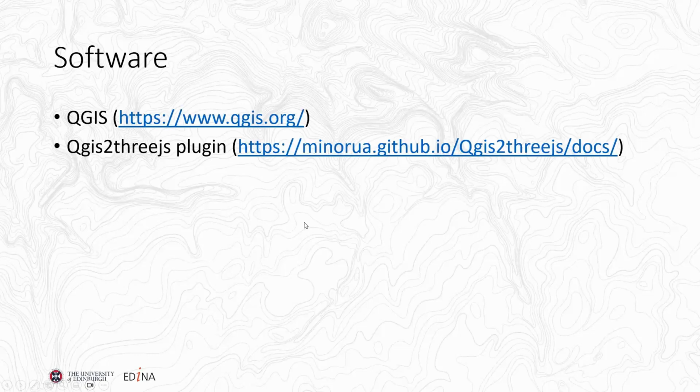And as I mentioned, today we're going to use QGIS. QGIS is the world-leading open source GIS software and can be downloaded for free from the URL shown there. And we're also going to be using a plugin called QGIS2three.js, which again is a free plugin that extends the functionality of QGIS.